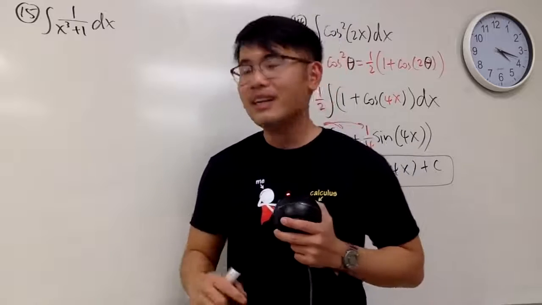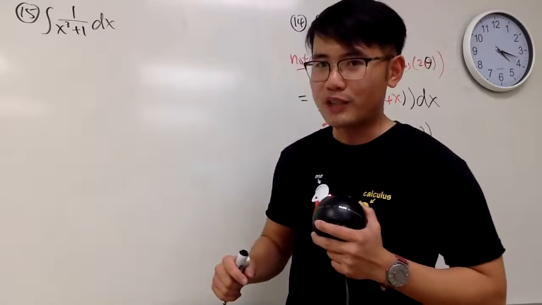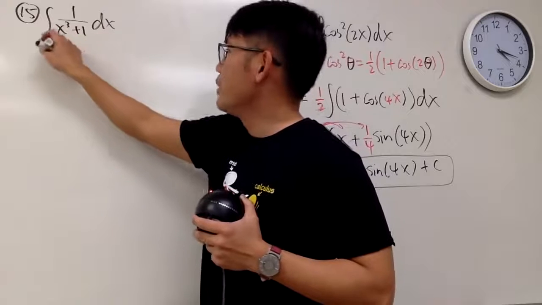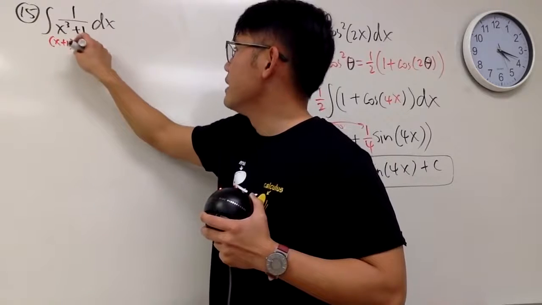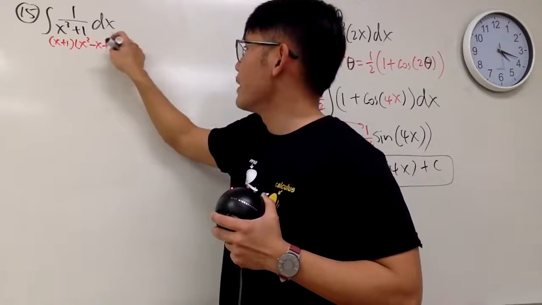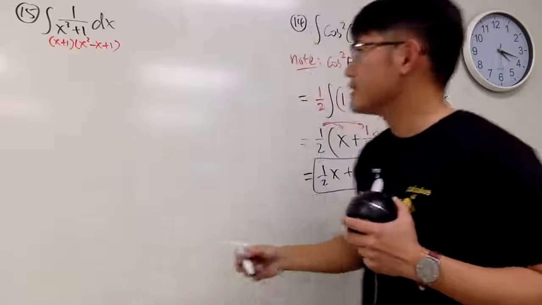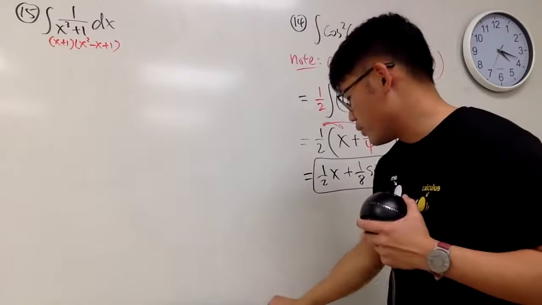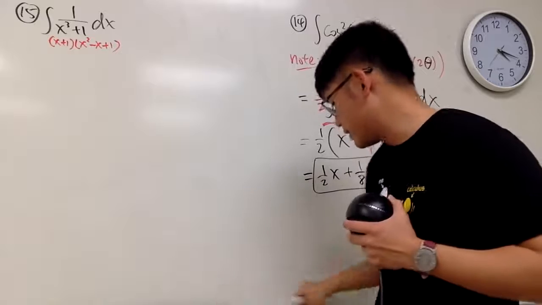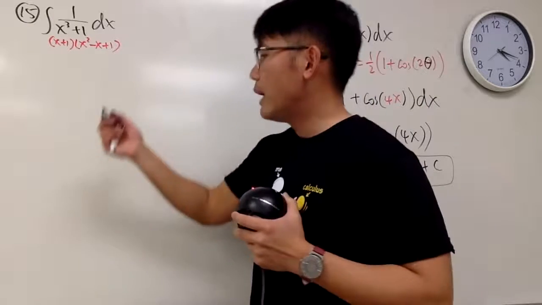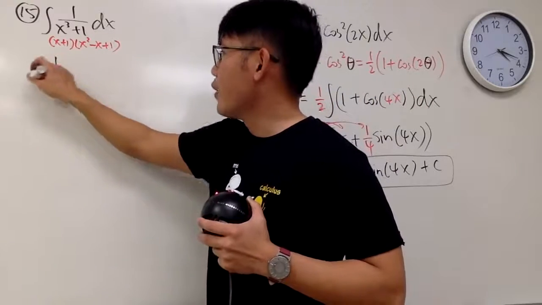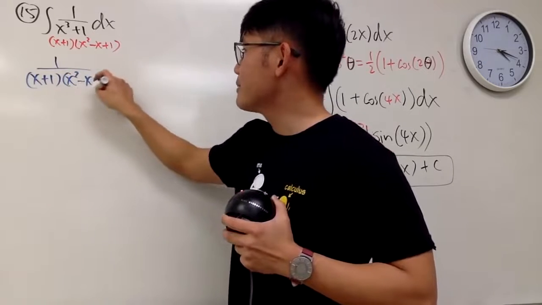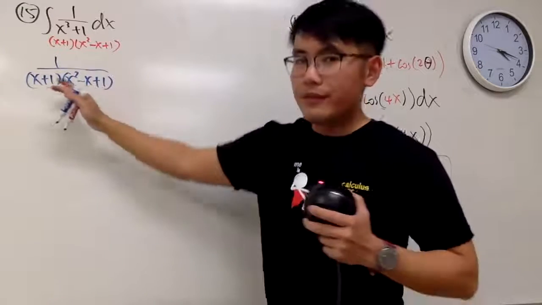Yes, we have to factor the denominator and we have to do some partial fraction, the dirty work, right? When you factor the denominator, you are going to get x plus 1 times x squared minus x plus 1. So let's see. Perhaps I'll put the final answer right here. So I will do the partial fraction right here in blue for you guys. First of all, I will just be writing this down as 1 over x plus 1 times x squared minus x plus 1.